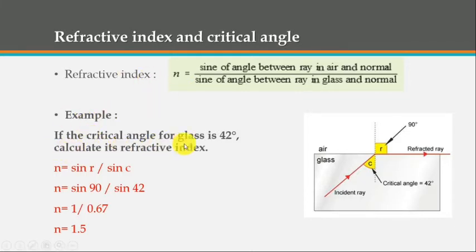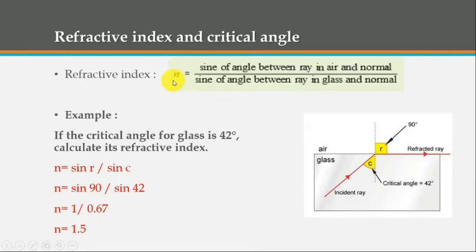If the critical angle of glass is 42, so critical angle is 42, calculate its refractive index. They want the refractive index n. We know critical angle, what does it mean? It is the angle of incidence. Angle of incidence is the critical angle. So here, angle of incidence is what? Our critical angle is 42, okay? And here, what do we have? The refracted angle. Refracted angle here is 90 degrees, the angle between the normal and the refracted ray.